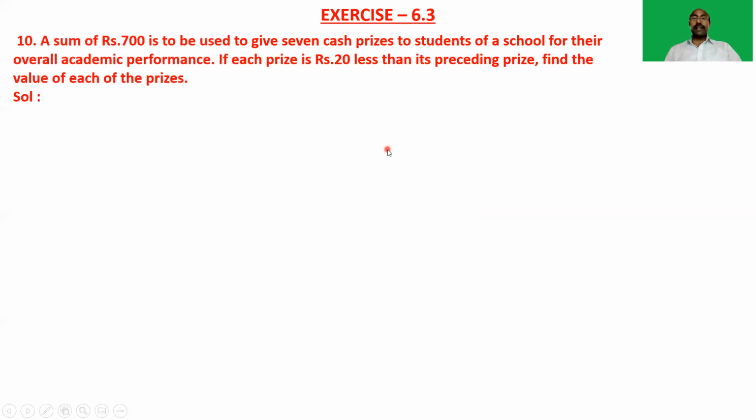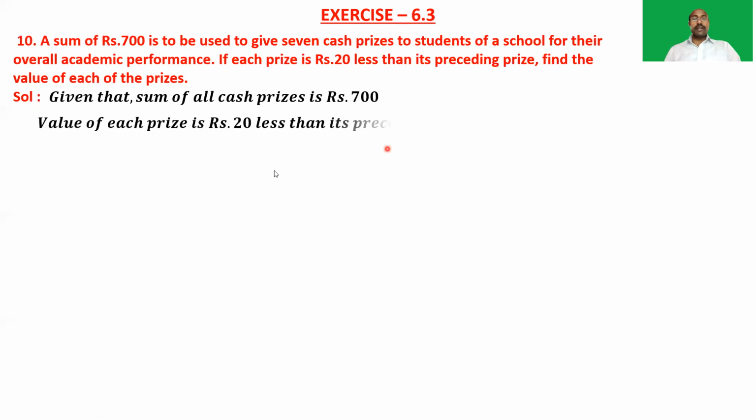So the value of each prize is 20 rupees less than its preceding prize. That is, the value of second prize is 20 rupees less than first prize, and value of third prize is 20 rupees less than second prize, in that way. Okay, so it is given that sum of all cash prizes is 700 rupees. It is also given that value of each prize is 20 rupees less than its preceding prize.